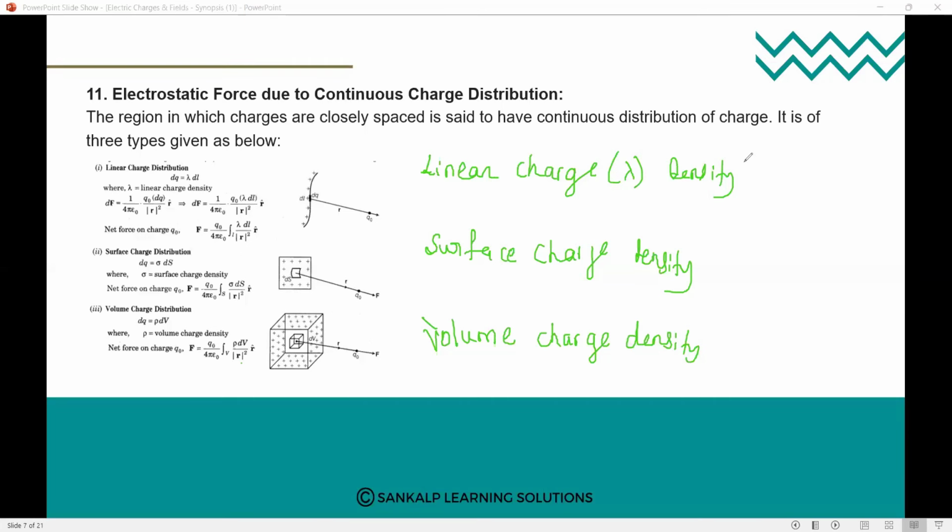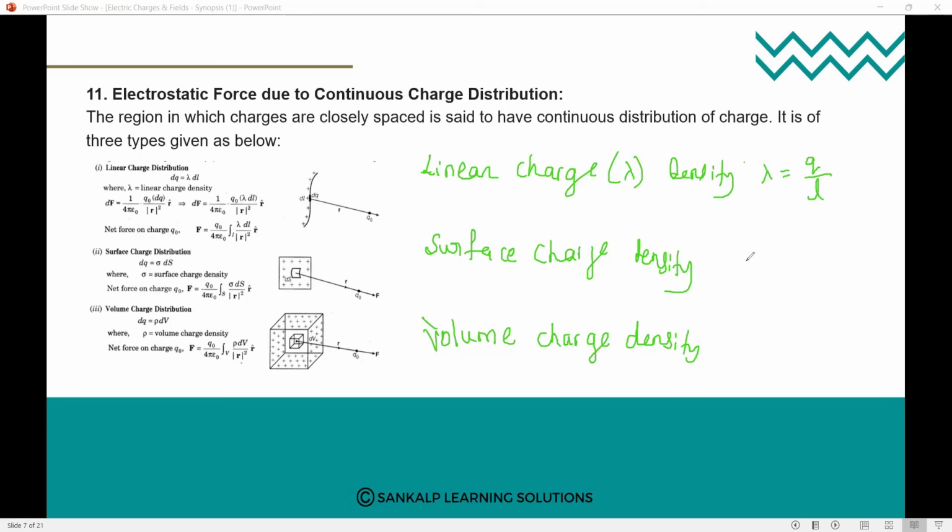That is lambda, which is equal to the linear charge density. Lambda is nothing but charge per unit length. It is called linear or line charge density.